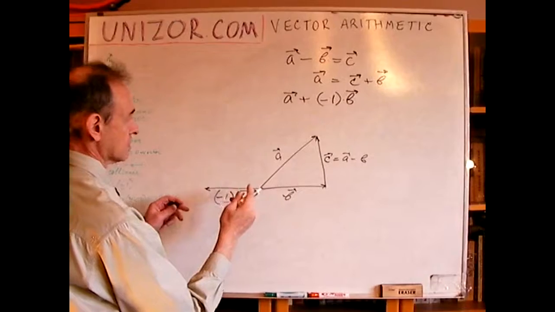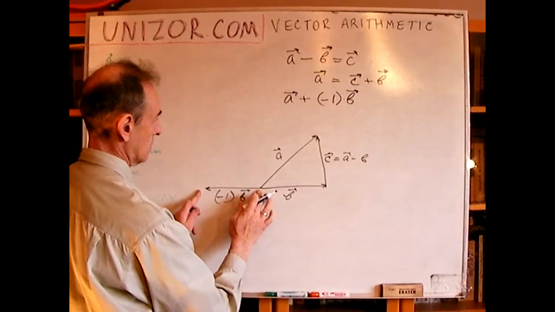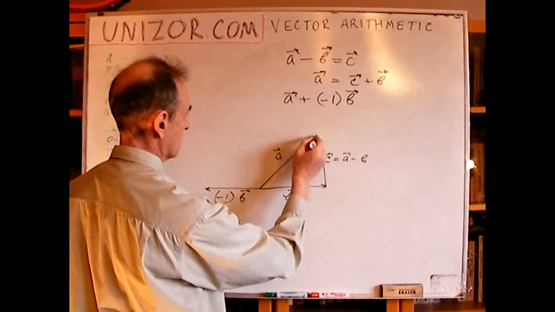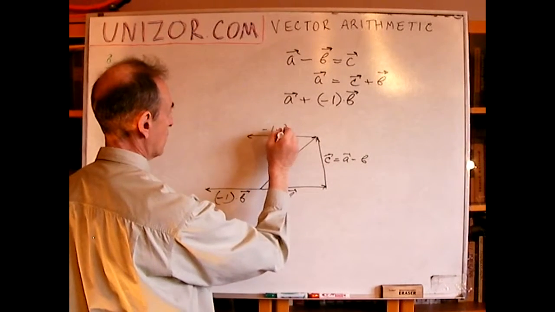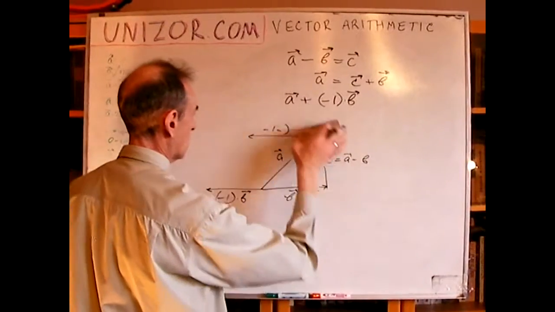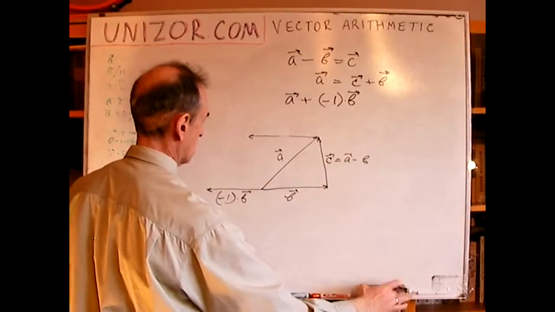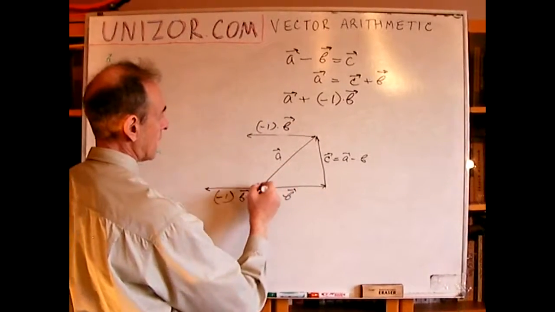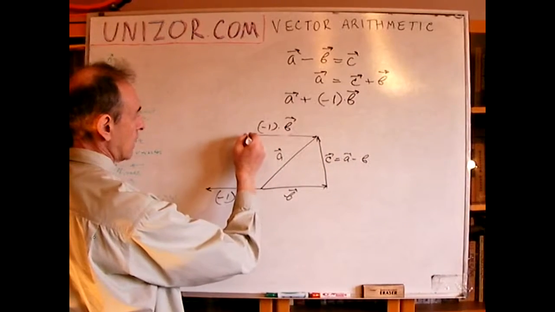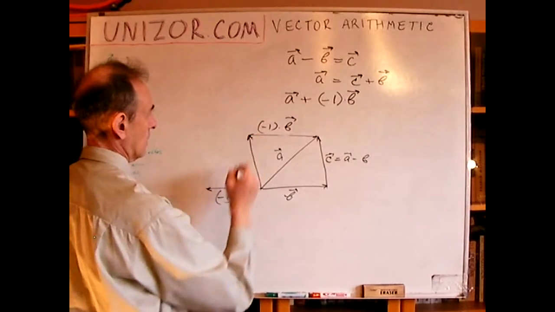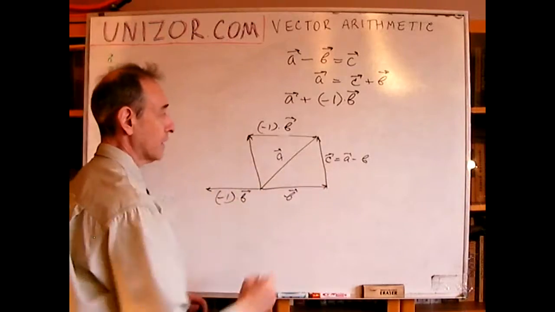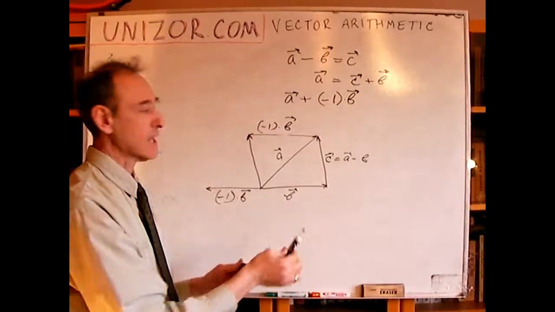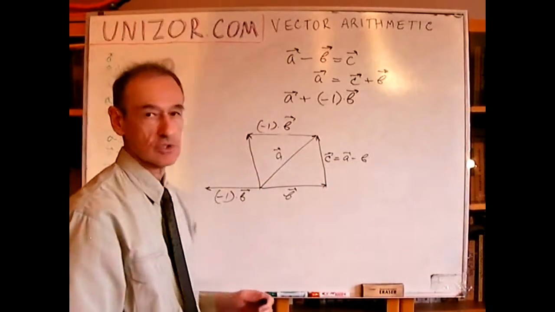Well, let's put this with a parallel shift to this. This is also minus 1 times B. So if I add A and minus 1 times B, I will get this. It's very easy to prove, and I will probably prove it in some problem, but it's very easy to prove that these two are exactly the same. They have the same lengths and the same direction.